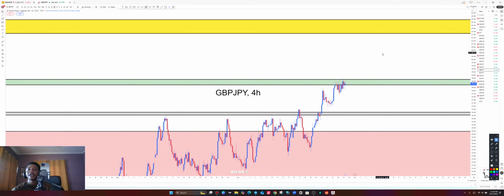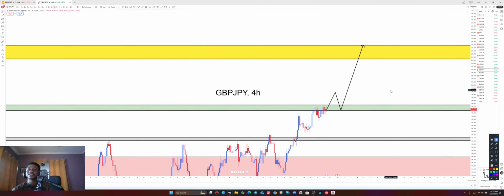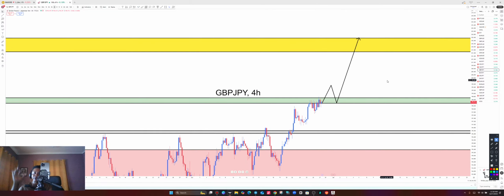So GBP JPY, we want to see price break out of the daily zone to give us what? A higher high. Then a higher low. We can buy all the way to the next resistance level in that manner. Okay. So that's it also for GBP JPY. Perfect setup of a buy to the upside after the break and retest of the daily resistance level. So this is our full and complete technical analysis on GBP JPY.